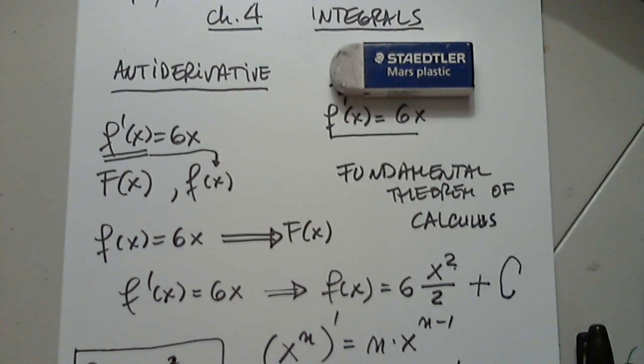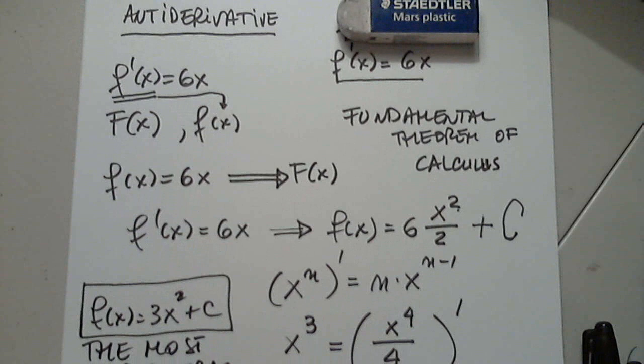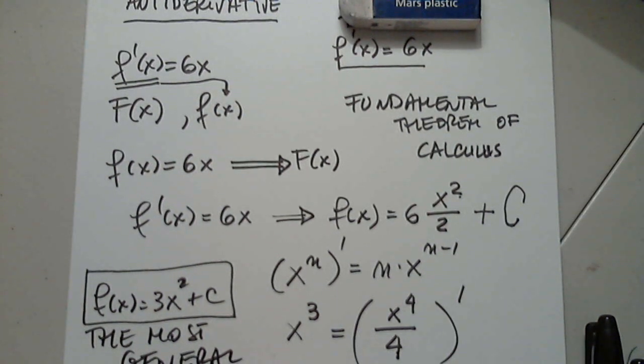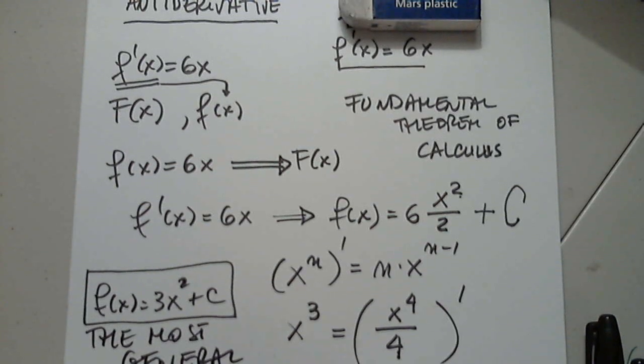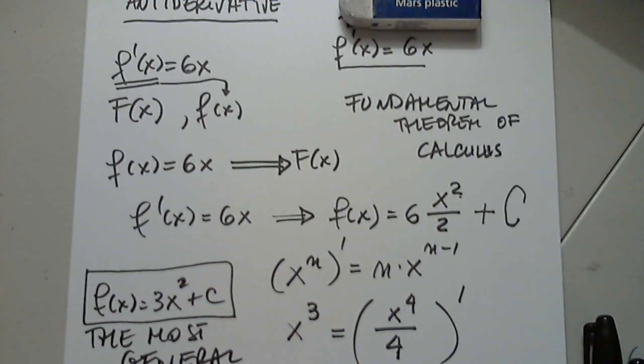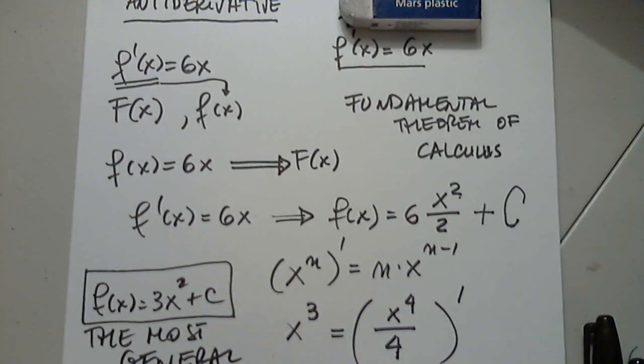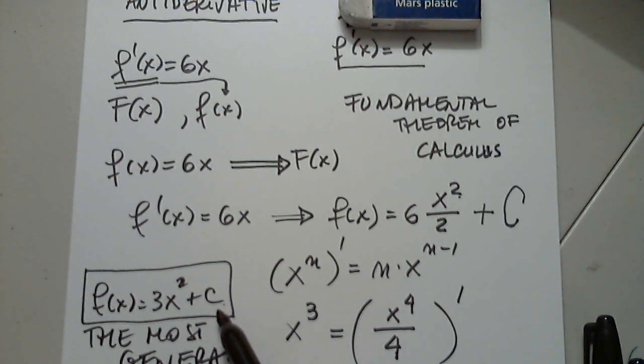This is called the most general antiderivative of f of x. I meant to say f of x equals 6x. It's a family of functions. A family, because c can be 0, c can be 1, c can be negative 3, c can be negative 1500, c can be positive 1,000,000. So that's why this is called the most general antiderivative of the function we started with.